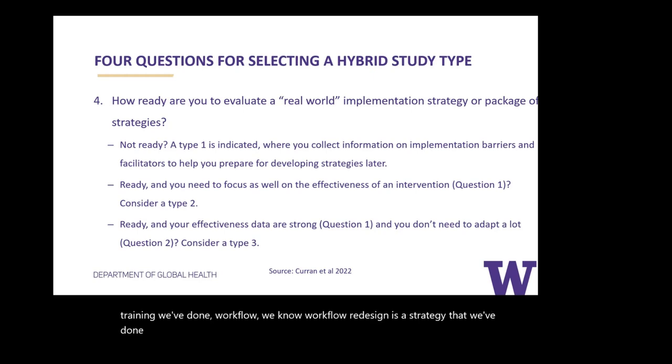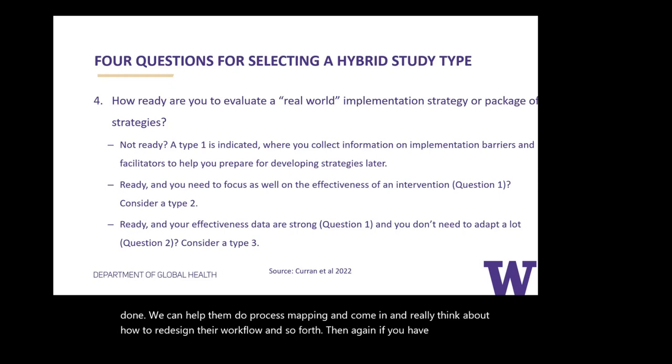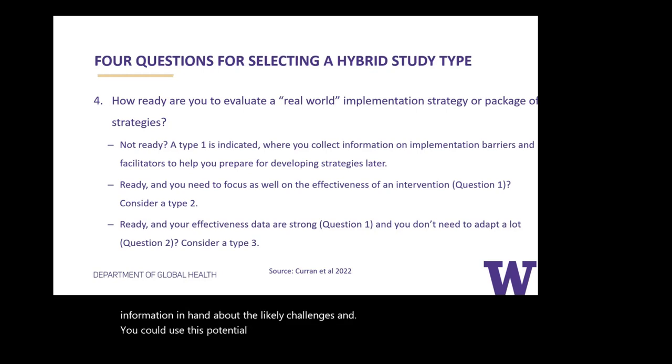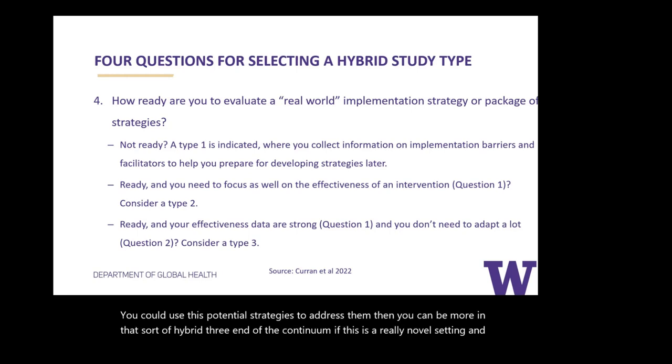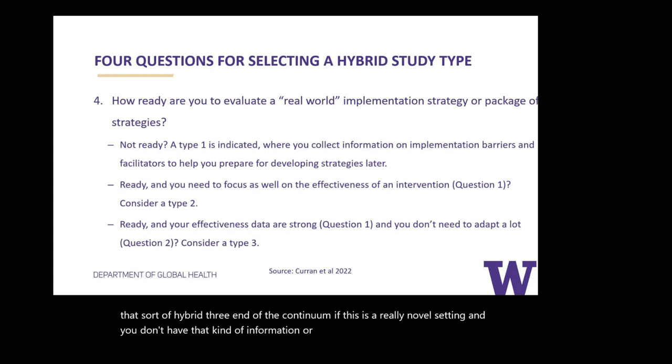We can help them do process mapping and come in and really think about how to redesign their workflow and so forth. Then again, if you have that kind of information in hand about the likely challenges and what you could use as potential strategies to address them, then you can be more in that hybrid end of the continuum. If this is a really novel setting and you don't have that kind of information or handle on what the implementation challenges are going to be, or even what you could do to address them, then you probably do want to think about doing some of that more formative work and gravitating more to the other end of that continuum.